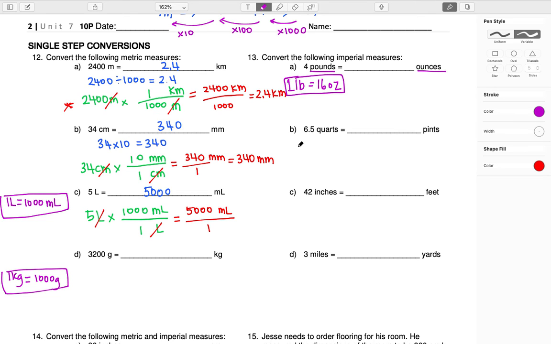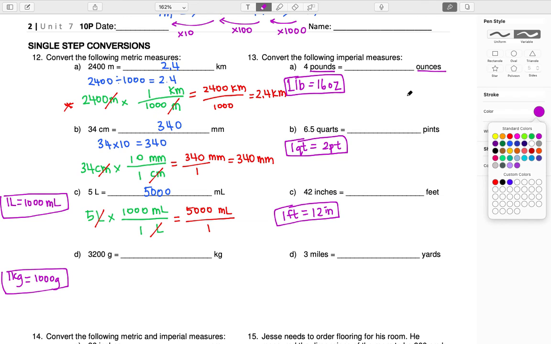For letter B, quarts and pints. We know that 1 quart is equal to 2 pints. So this is what you need to identify as well. And lastly, inches and feet. We know that 1 foot is equal to 12 inches. Now that we have the unit conversion factor, let's plug it in.